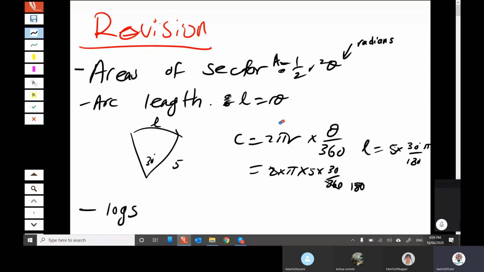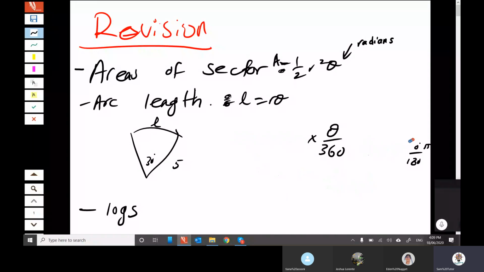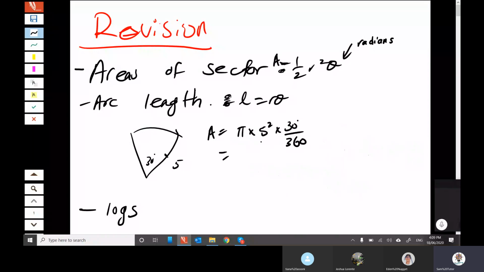However, I will quickly prove that you don't need to know them if you don't want to. If you don't want to learn two new formulas, you can get away without it. If I asked you back in year 9 and year 10 to find the area of a sector of a circle, you would have done pi times 5 squared times 30 on 360.